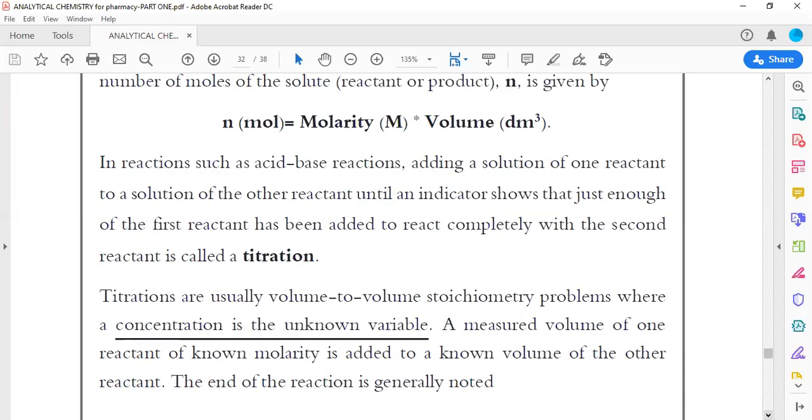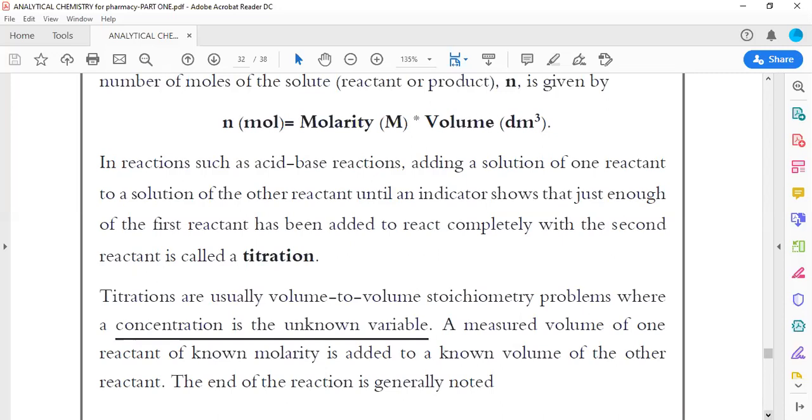How many moles of acid neutralized, let us say, how many moles of base.